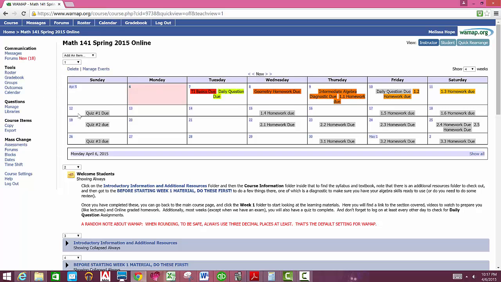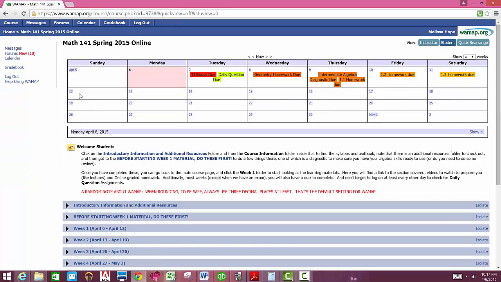There's going to be quizzes due on Sunday. Again, I'm in the Instructor button here, and you can see that quiz 1 is due on Sunday. But if I hit the Student button, you don't see it yet because it's not available until Friday. So on Friday, you'll see the quiz. You'll be able to do the quiz, and it will be due on Sunday. So just something to know.